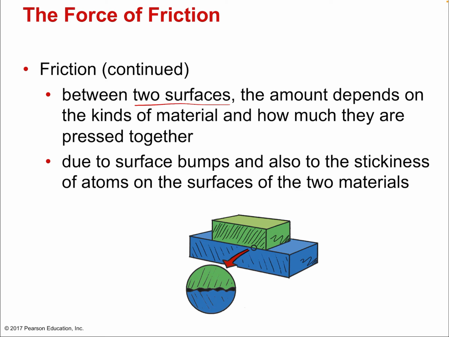So that's terrestrial friction. The amount depends on the kind of materials and how much they're pressed together, so how much force there is between the two materials. And it's caused by all these complicated factors like surface bumps, stickiness, like capillary forces, electrostatic forces between the materials, some at the atomic scale, some at the molecular scale. That's what causes friction.